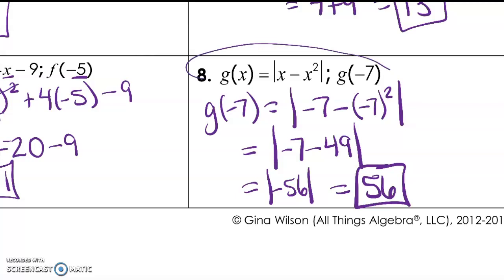So again, even though these problems look really scary, all you're doing is replacing the x with whatever number they give you inside the parentheses after your function. It's called function notation.